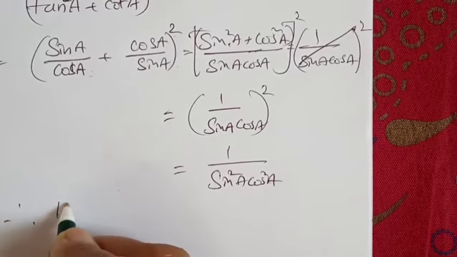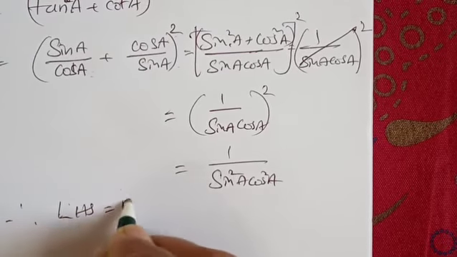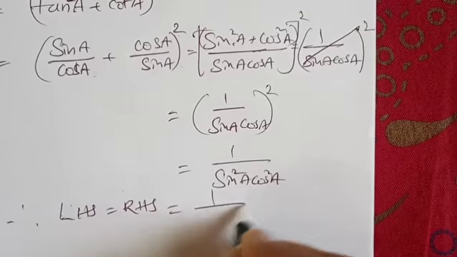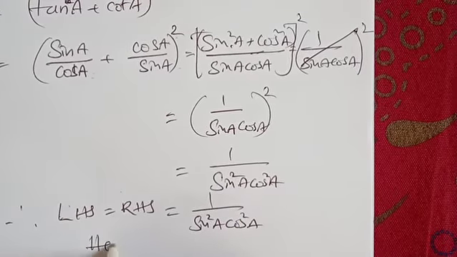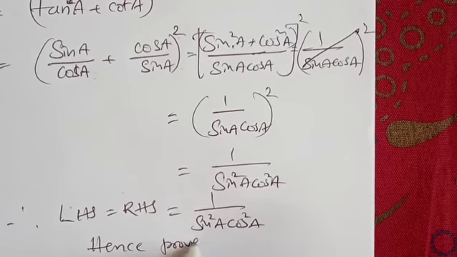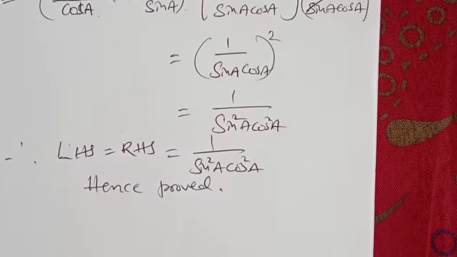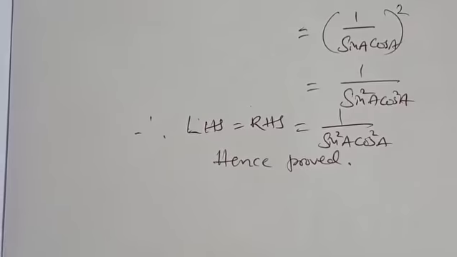Therefore LHS equal to RHS equal to 1 by sin square A cos square A. Hence proved. Okay? Yes.